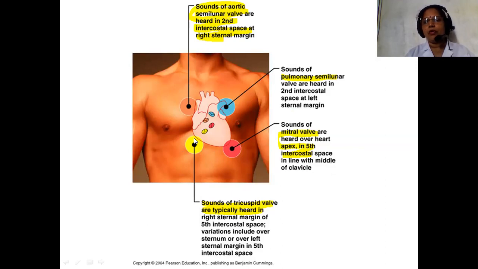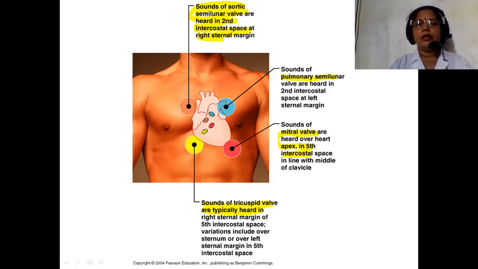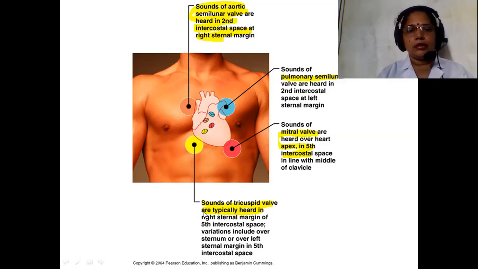What we have seen, all the valves, and where on the body we have to look, that is called surface anatomy. In this portion, this yellowish point is the point for the sounds of the tricuspid valve, typically heard at the right sternal margin, that is the fifth intercostal space. Variations include over the sternum or over the left sternal margin in the fifth intercostal space.